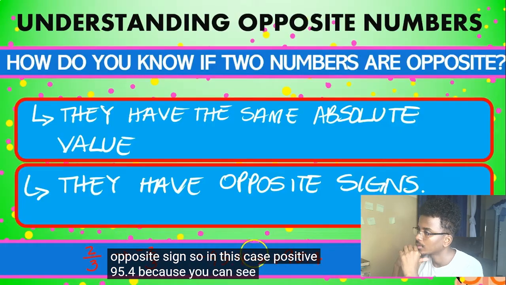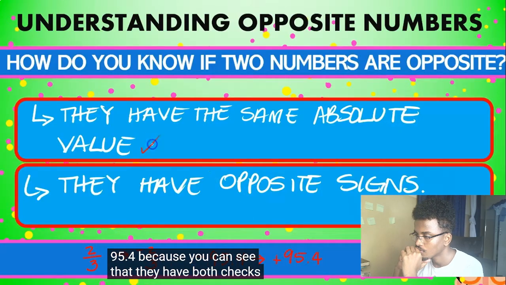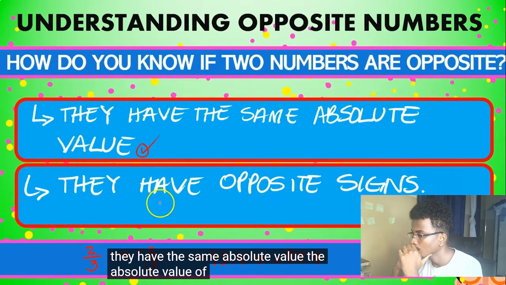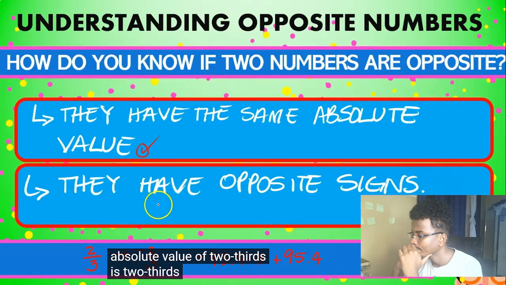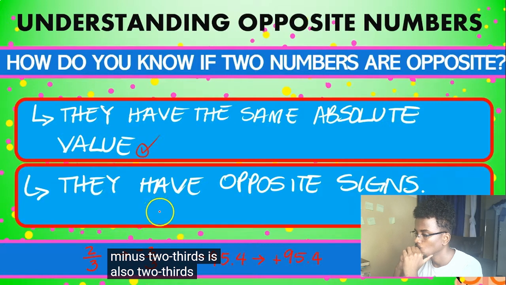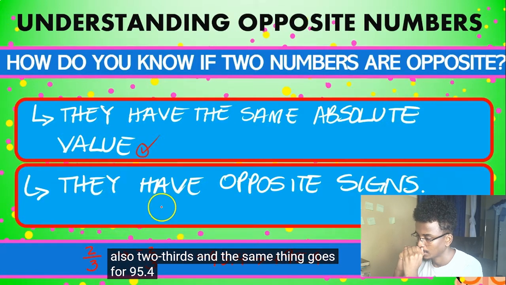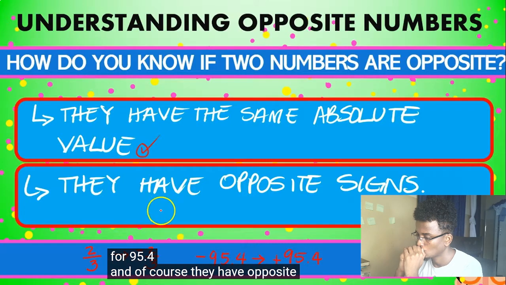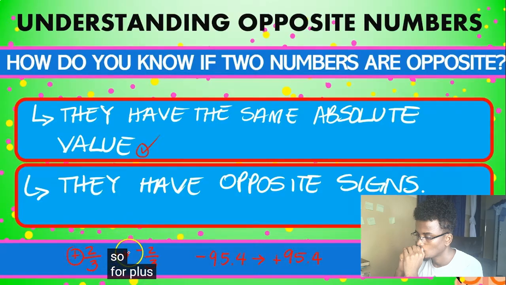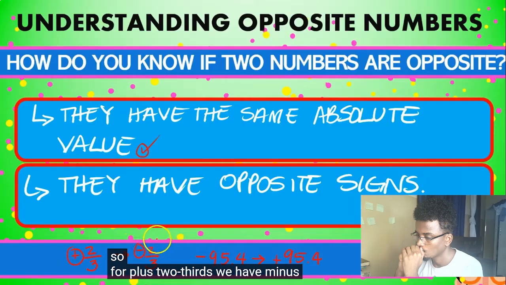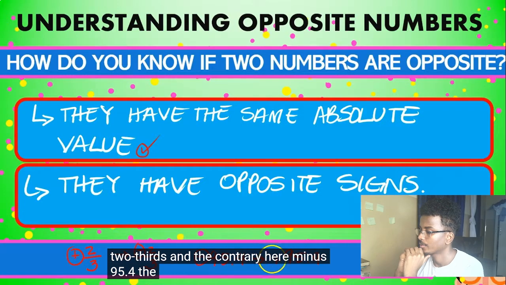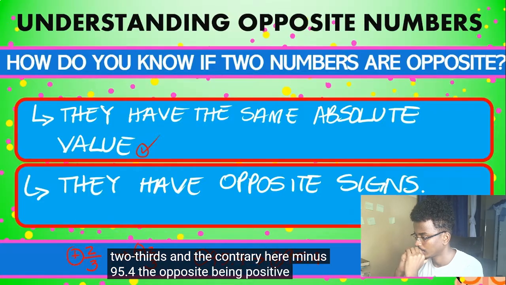Because you can see that they have both checks. So they have the same absolute value. The absolute value of 2/3 is 2/3, and the absolute value of minus 2/3 is also 2/3. And the same thing goes for 95.4. And of course, they have opposite signs. So for plus 2/3, we have minus 2/3. And the contrary here, minus 95.4, the opposite being positive 95.4.